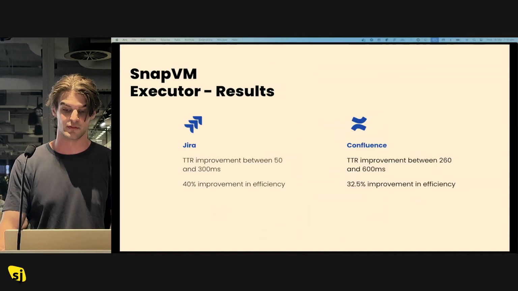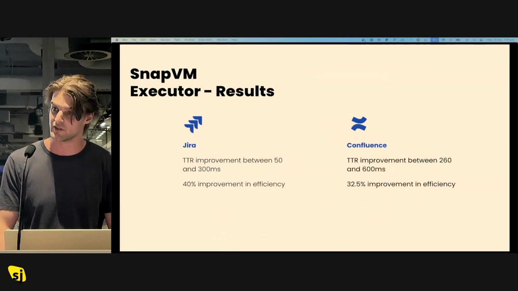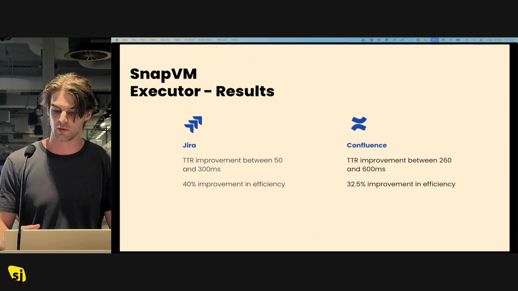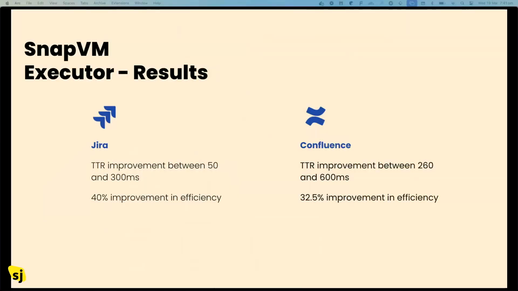This worked great. So with Jira, we got a time to render improvement of between 50 and 300 milliseconds, depending on each page. But the main improvement came from efficiency. So we're able to now handle about 30% more requests per instance, which dropped our infrastructure cost by 40% just by making this change. And then Confluence also saw a similar huge improvement in TTR and around 30% drop in cost.